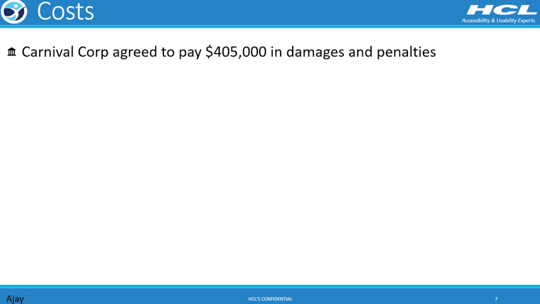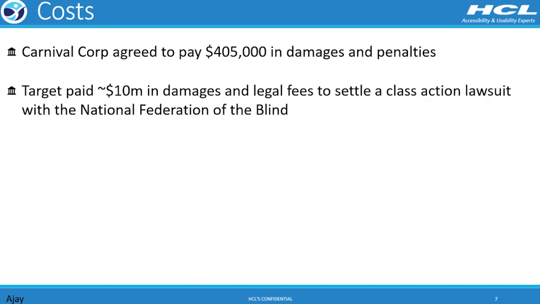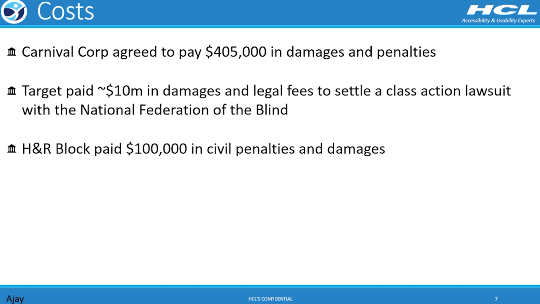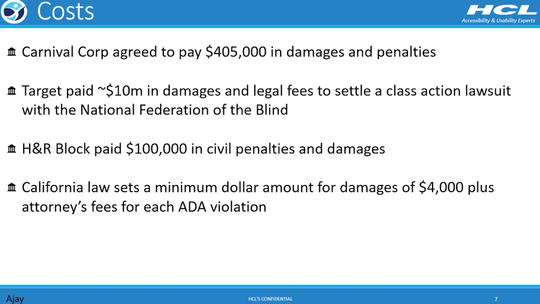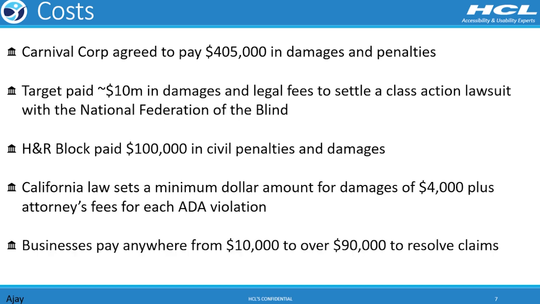And there are just straight up costs. Carnival Corporation, $405,000. Target, about $10 million in damages and legal fees. H&R Block, $100,000 in civil penalties. Some states in America have just a minimum. We're going to hit you with $4,000 plus attorney fees right off the bat just for every ADA violation. Generally, businesses pay anywhere from $10,000 to $90,000 to resolve these claims. So you have to ask yourself, okay, what's more cost effective? Going to court or just fixing the website or fixing my IT product?